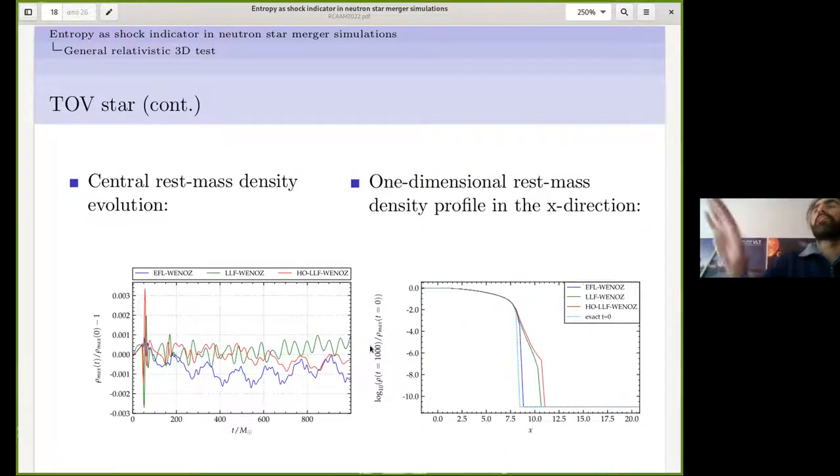So I'll just briefly mention some things that have to do with the accuracy of our simulations. Here on the left side, we are plotting the maximum of the mass density. The maximum of the mass density in the neutron star is in the middle. So the highest value of the mass density is in the middle.